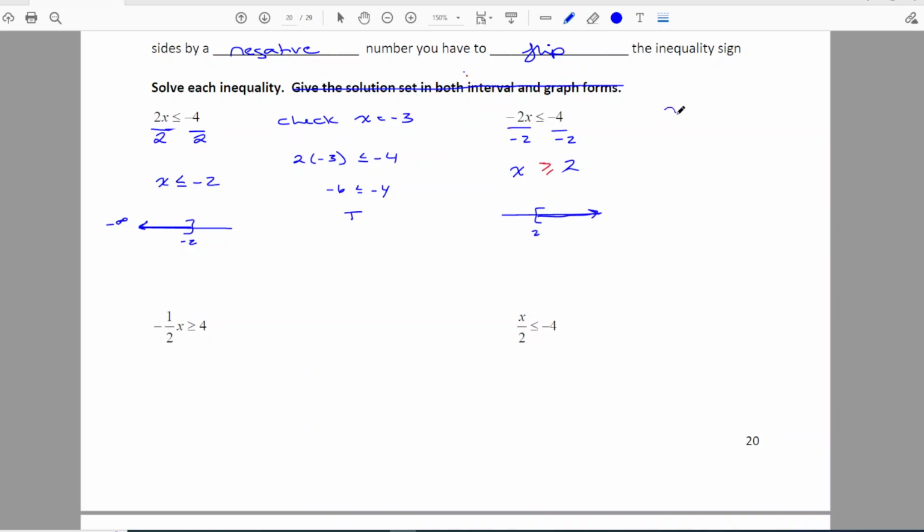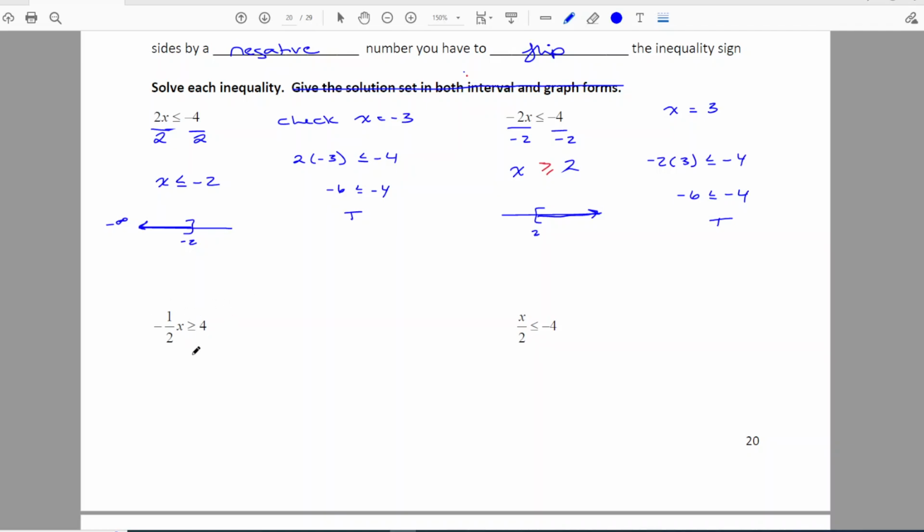So let's pick something like x equals 3. Negative 2 times 3, is that less than or equal to negative 4? Well, negative 6 is less than or equal to negative 4. It's true. But it's only true because I flipped my sign. If I hadn't flipped my sign, it wouldn't be true.